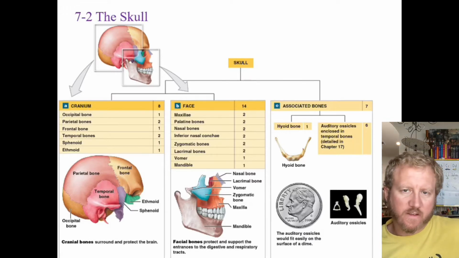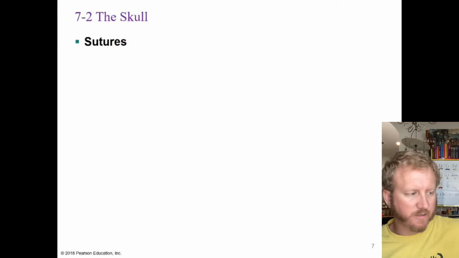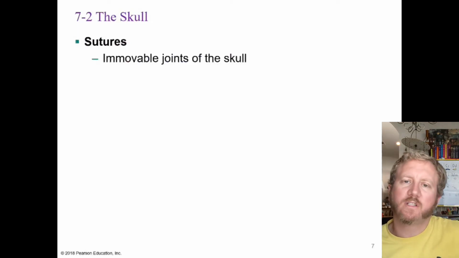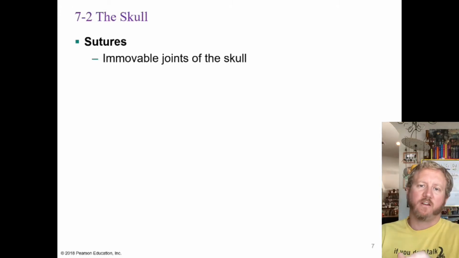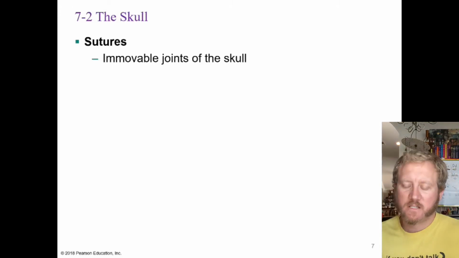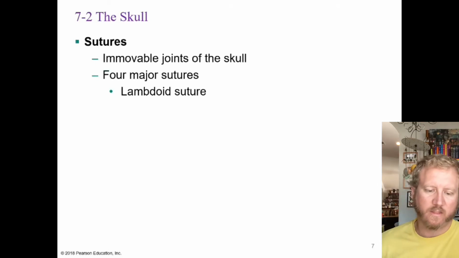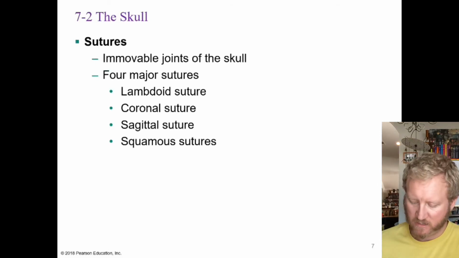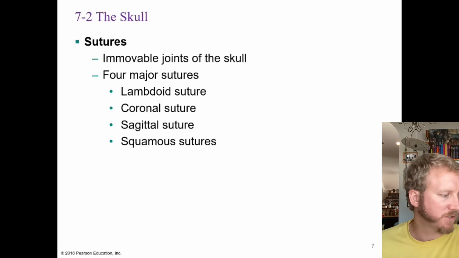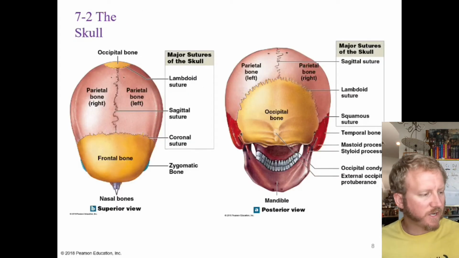Within the bones of your skull, you have special structures called sutures. Now, sutures are immovable joints of the skull. When you go into the joints activity, you're going to look at different types of joints. This is one of those, okay? There's 4 major sutures that you need to know of based off of your study guide. And those are the lambdoid suture, coronal, sagittal, and the squamous suture. All right, so here are those sutures.